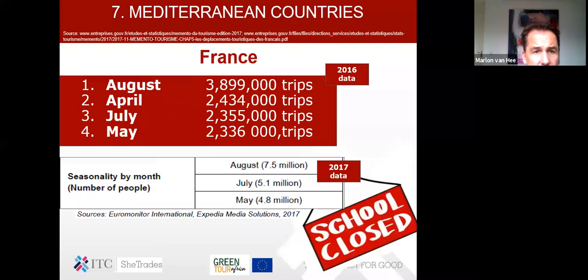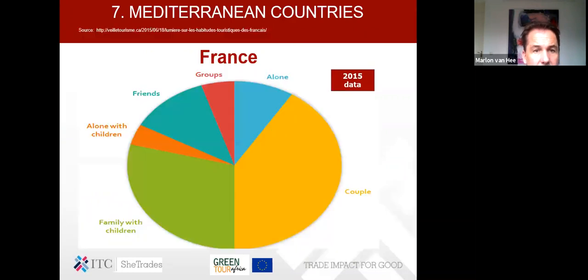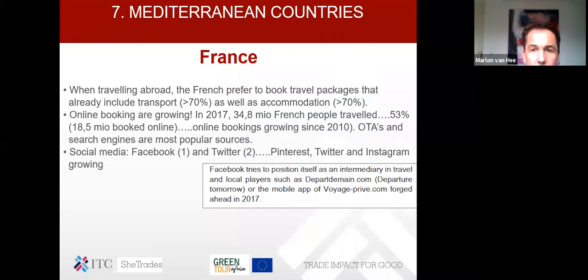So when do they travel? August, the best month. April, followed by April, then July and May. So when you offer your programs to the French market, think about seasonality. How do they like to travel? In couples, number one, and families with children, number two.